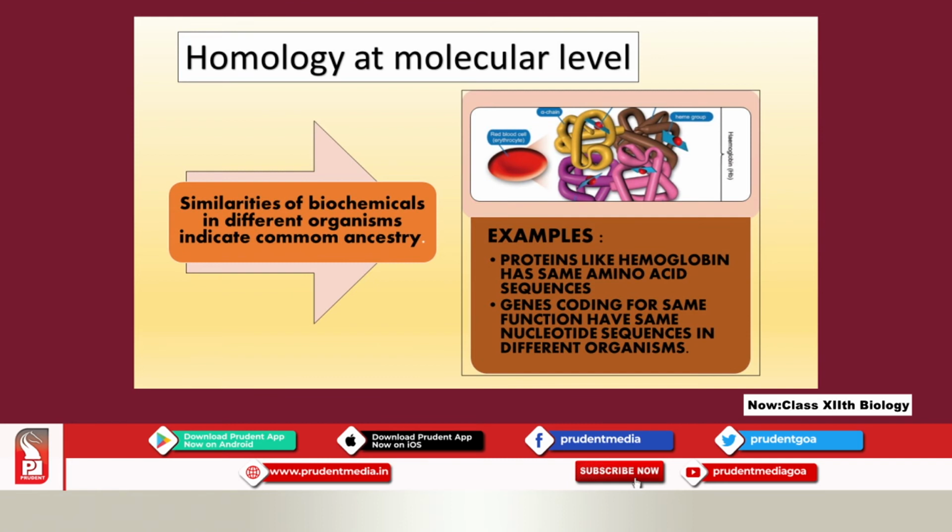Similarities of biochemicals. Similarity of biochemicals in different organisms indicates common ancestry. What kind of similarity are we talking about here? Let's take examples, it will be clear. Let's talk about the hemoglobin structure. Hemoglobin, the globin part here is a protein, heme is the iron portion.